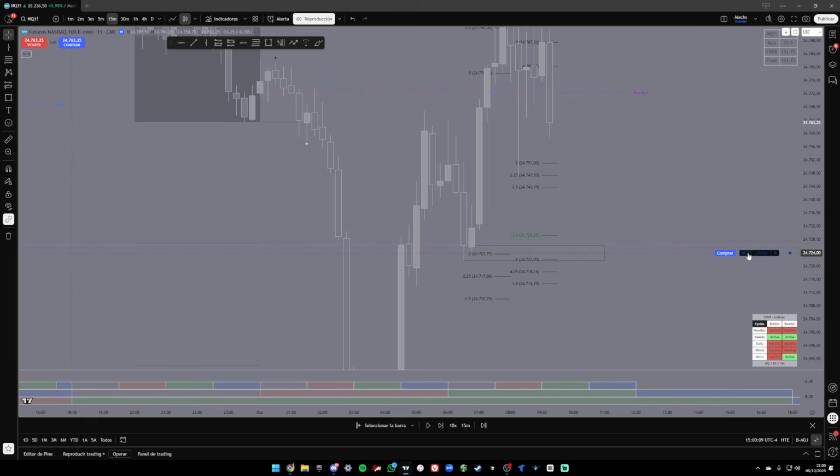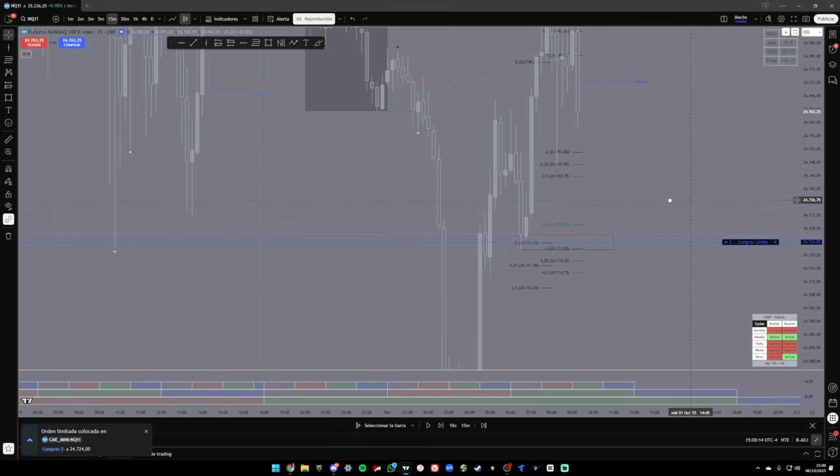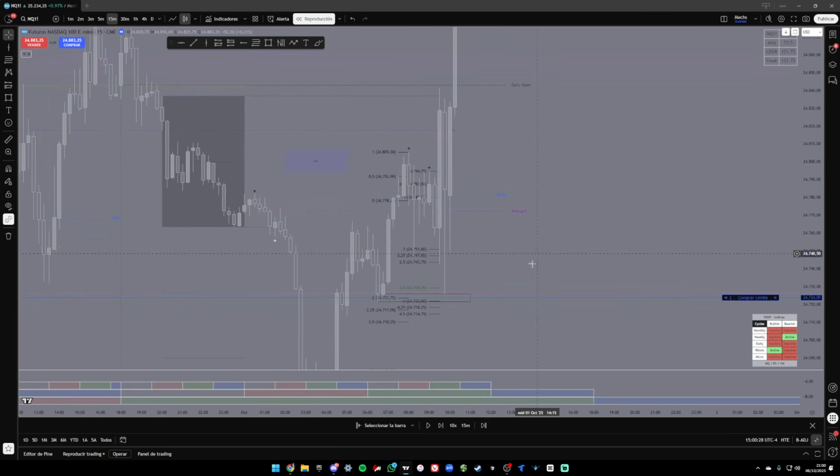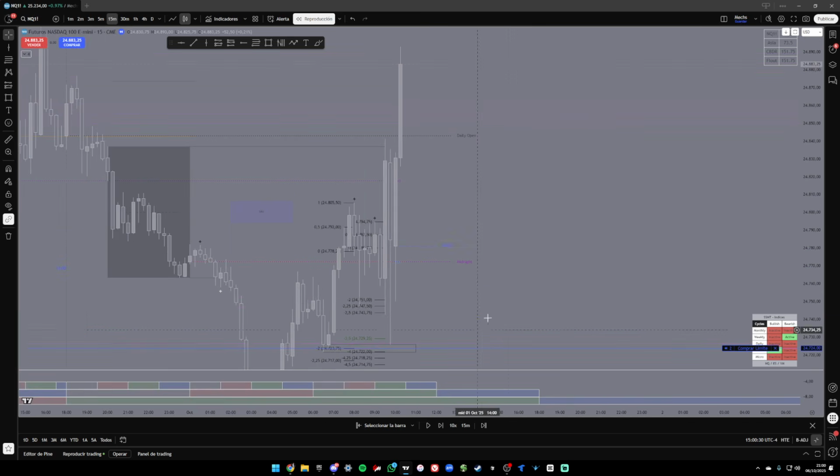We can simply put it in the C of the rejection block. Okay, I don't know if we're gonna get filled, but okay, we didn't, because the real fill was this one or the new week open. Okay, but yeah, you can see that we're very close and it works.